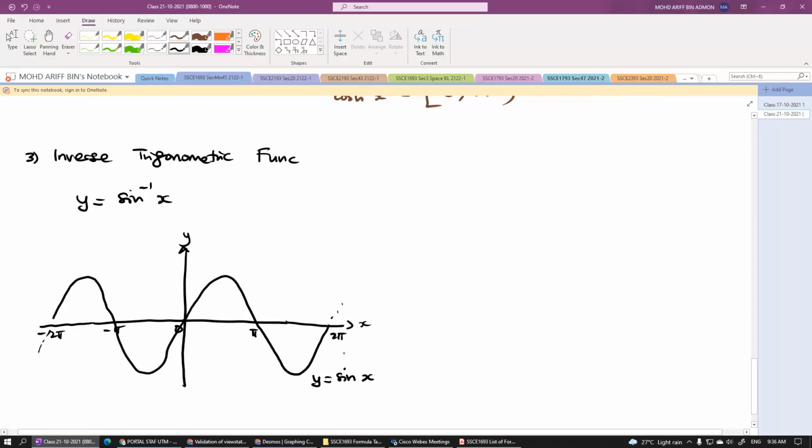Okay, 0, pi, 2 pi, minus pi, and minus 2 pi. Once again, this is x, this is y. This graph is for y equals sine x, not yet the inverse. So previously, is this a 1-to-1 or many-to-1 relation for the function y equals sine x? Many-to-1, clearly.